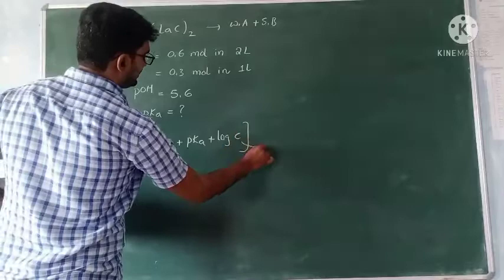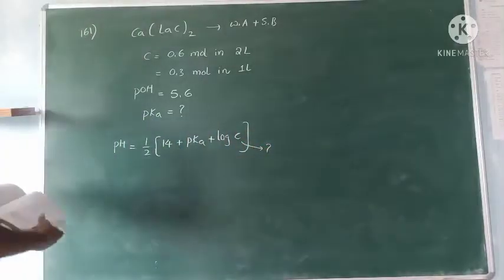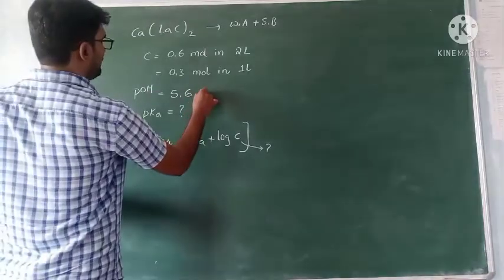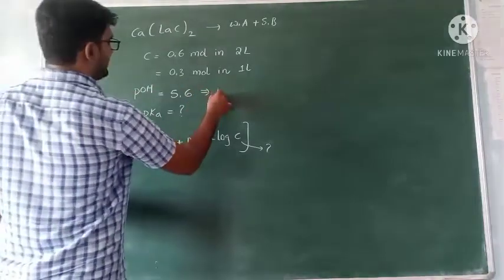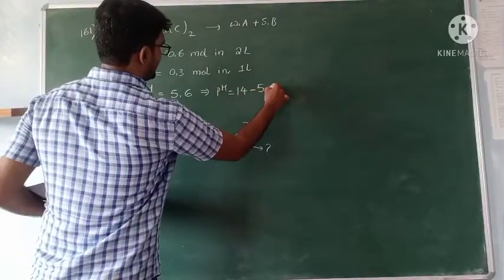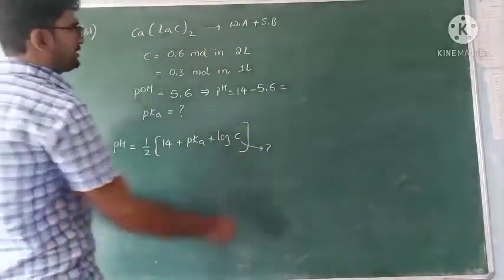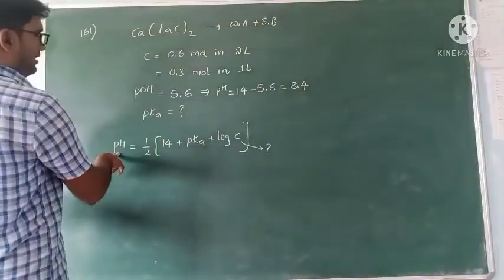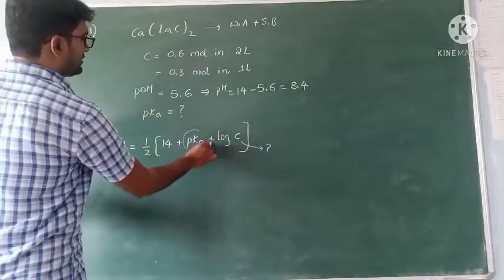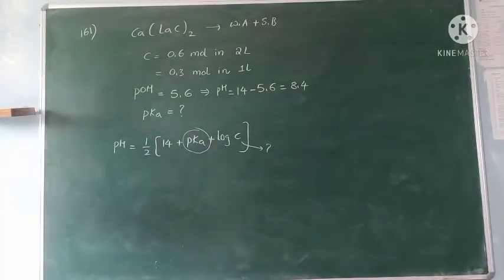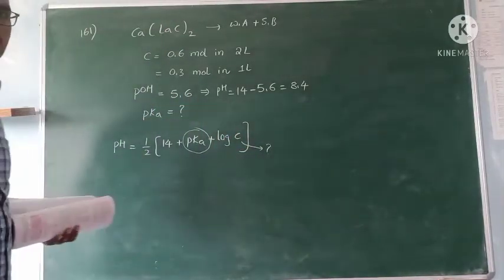We want this value, so first calculate the C value. Because the pH value is also given indirectly. pOH is equal to 5.6 means pH is equal to 14 minus 5.6, which is 8.4. We have to calculate this value. First calculate the C value to solve this problem. How can we calculate the C value?